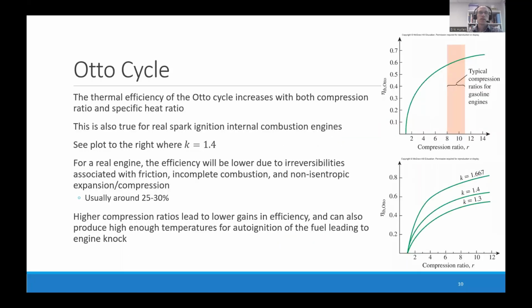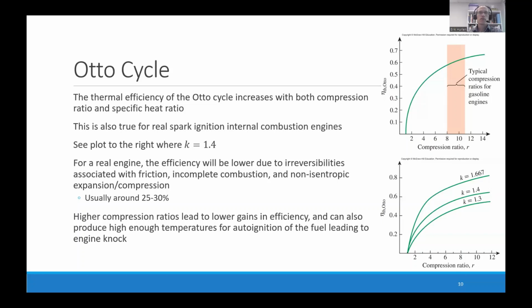From this, it can be seen that the thermal efficiency of the Otto cycle increases as r increases. It will also increase as k increases. This is also the case for real-life spark ignition engines, where typically compression ratios are in the neighborhood of 8 to 11. It can be seen in this graph that this would give efficiencies near 60 to 70%. For air, k equals 1.4, usually the value used for air at normal temperatures anyway. But for other gases, it can be seen that the efficiency also increases as k increases.